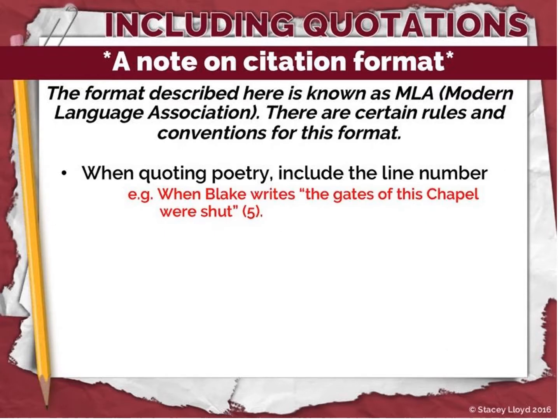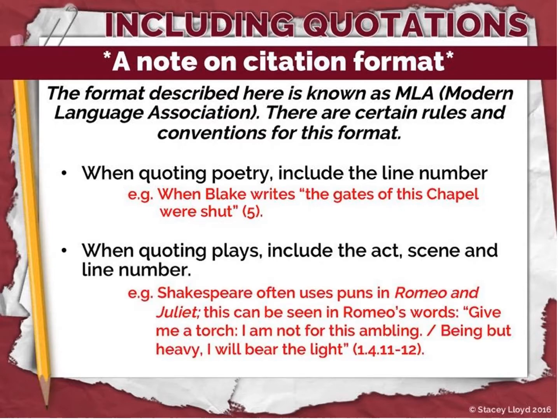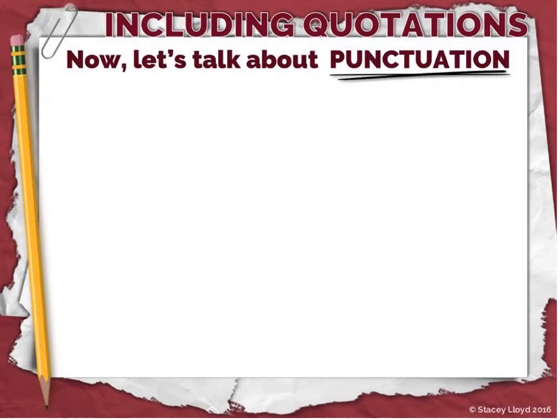When quoting poetry, include the line number. When Blake writes, "The gates of this chapel were shut" (5), the 5 indicates the line number. When quoting plays, and we talked about this before, you're going to include the act, scene, and line number at the end with your citation.